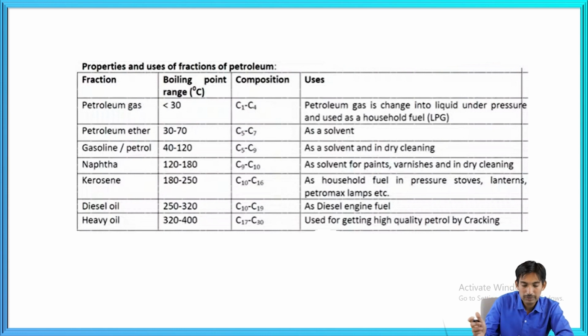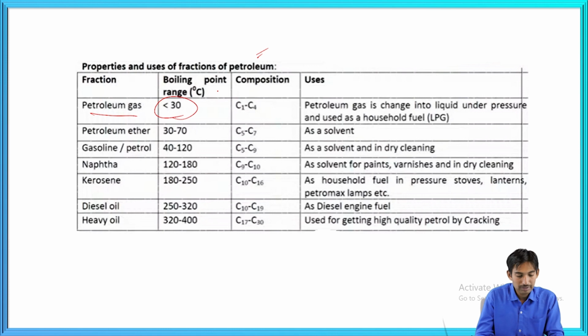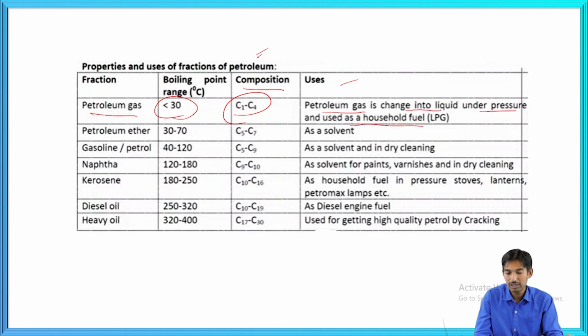These are the properties and uses of fractions of petroleum. Petroleum gas has a boiling point of less than 30 degrees centigrade. It contains the composition C1 to C4. Petroleum gas is changed into liquid under pressure and used as household fuel, LPG. It is changed into the liquid form by applying pressure and used in household purposes.